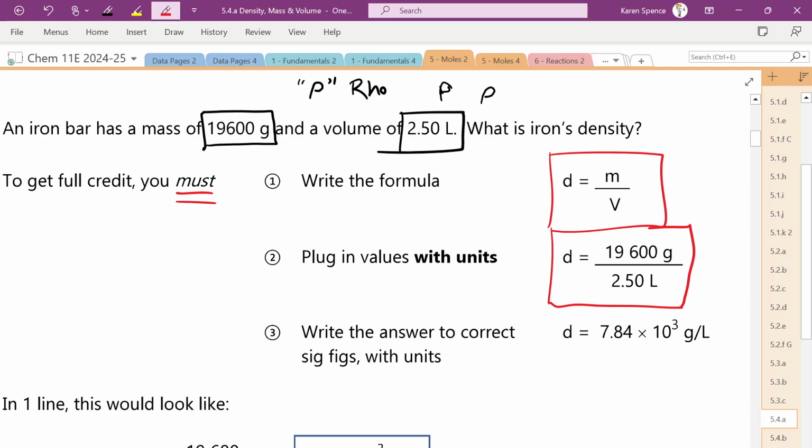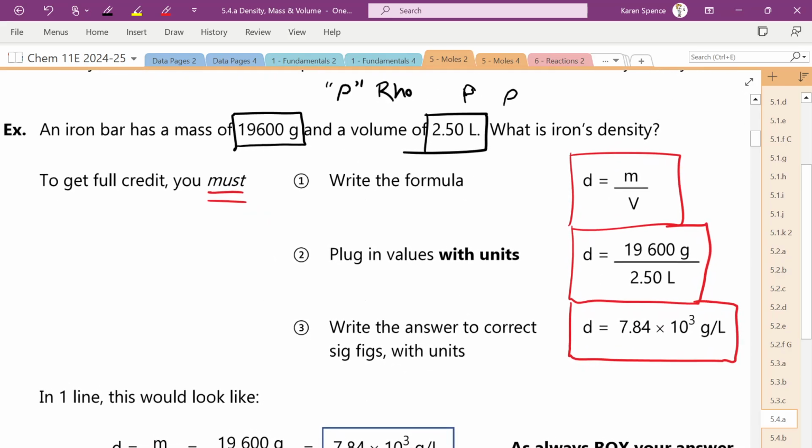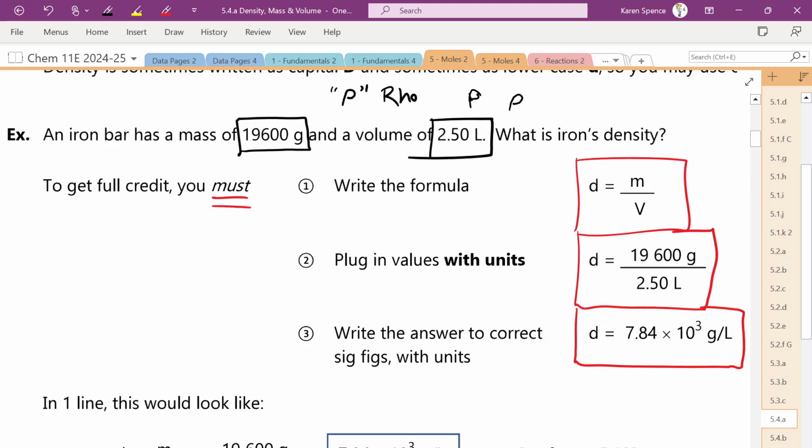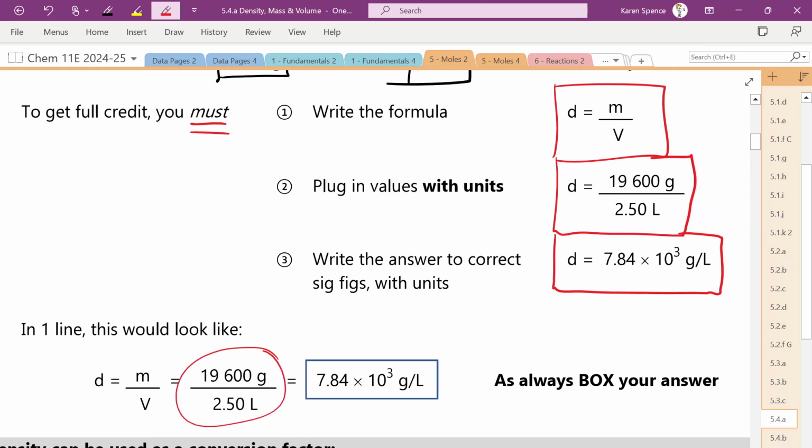Then you'll do the division and you'll get that. Now, if it were me, I would not write this in 3 steps. I would write it all in one line, D equals M over V equals, plug in the values and the units, get my final answer and box it.